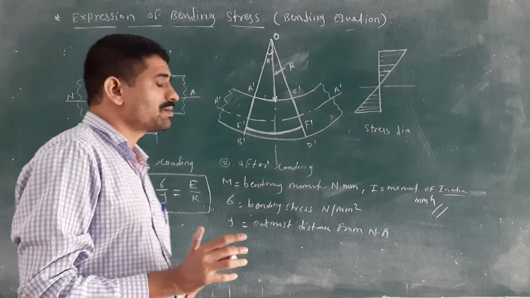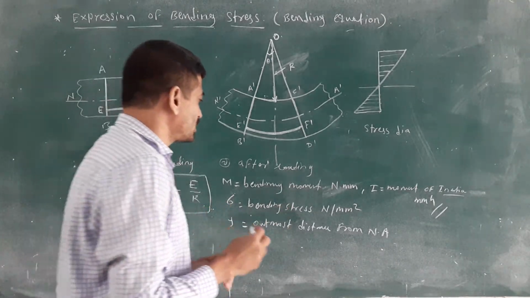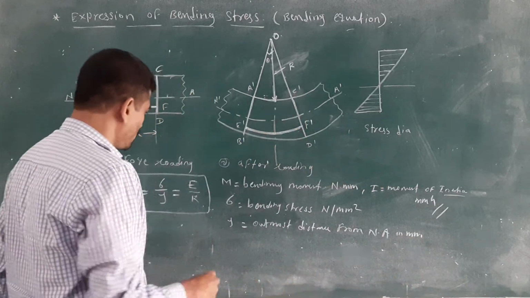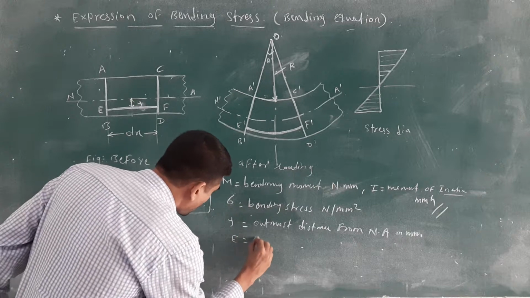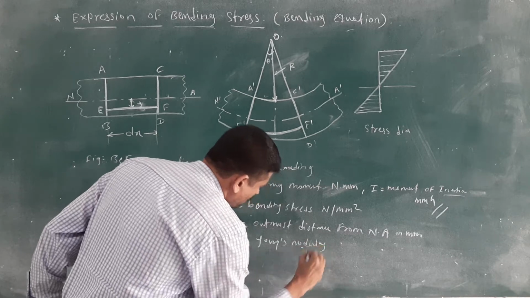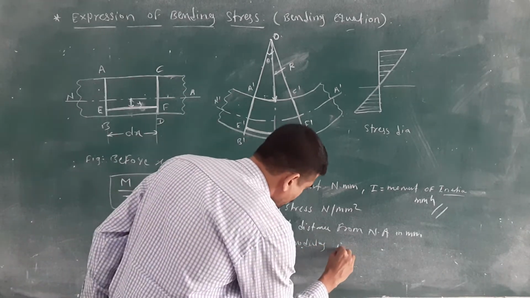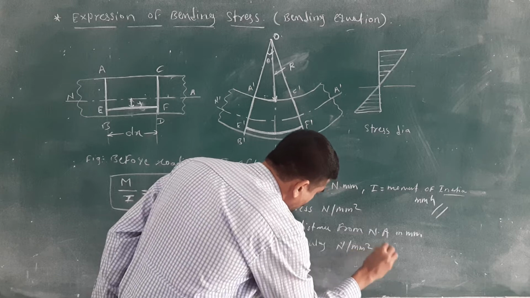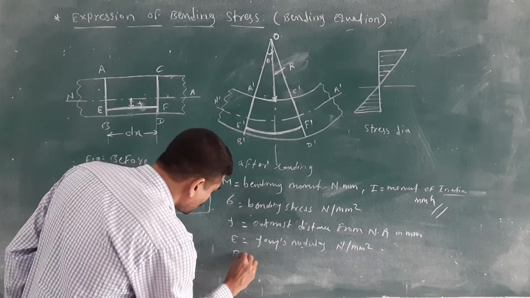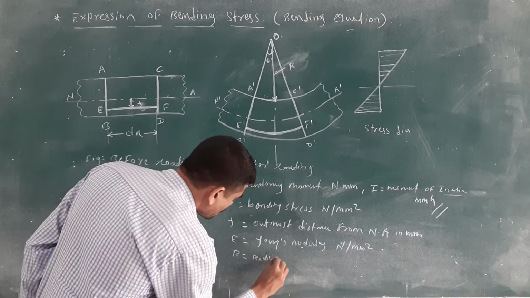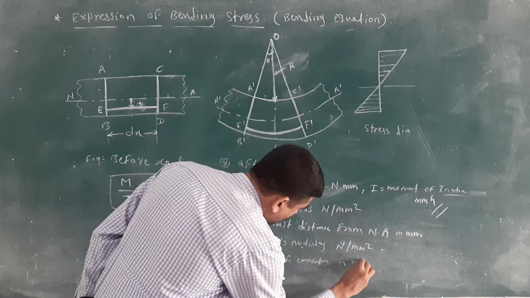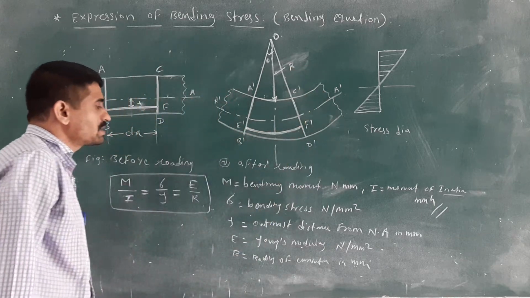Y is the outermost distance from the neutral axis, and it is given in mm or meter. What is the E? E is the Young's modulus, also called the modulus of elasticity. This is given for the material, in Newton per mm square. And R is the radius of curvature, also given in mm.